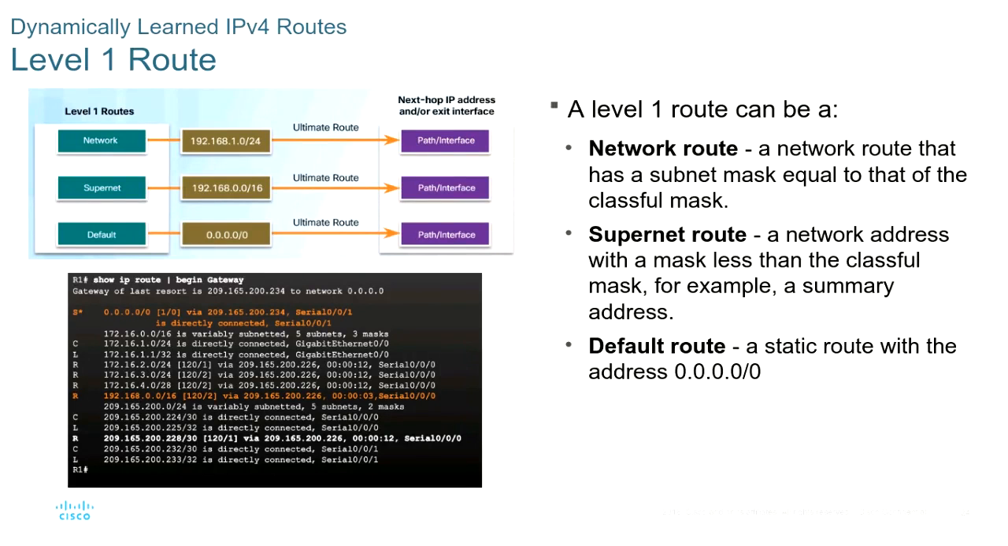Okay, now we'll go to child and parent routes. Level 1 routes, parent routes. A level 1 route can be a network route, which has a subnet mask equal to that of the default subnet mask. It could be a supernetted route, for example, summarization, or it could be a default route, which is the ultimate summarization of all possible addresses.